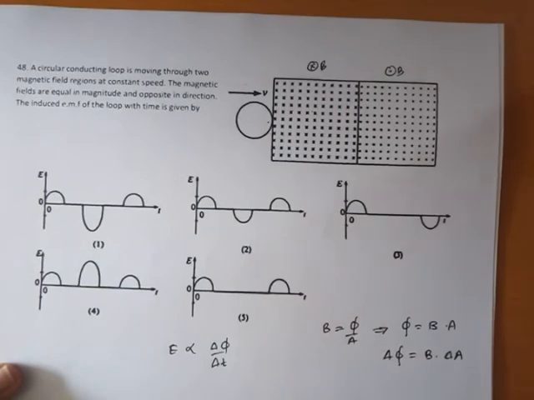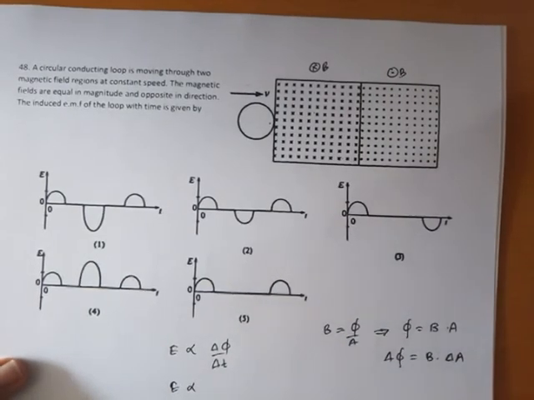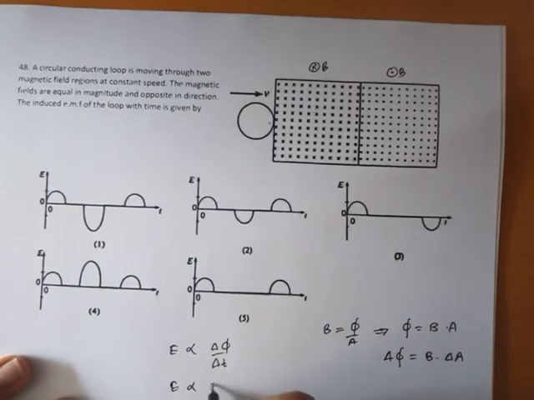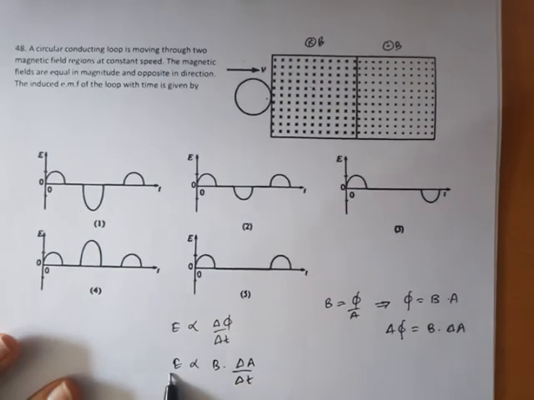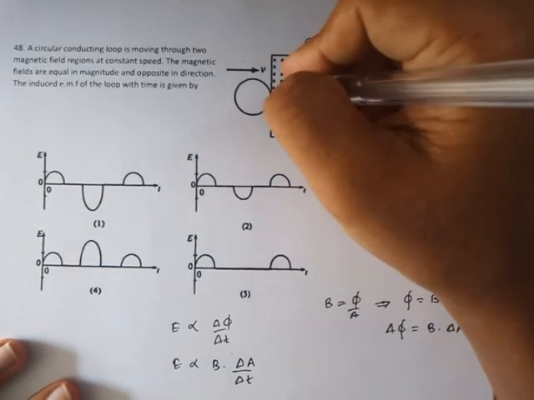So I can write E is proportional to B times delta A over delta T. So we can see this E is proportional to the area, the area that is going to interfere. So it's starting from 0.